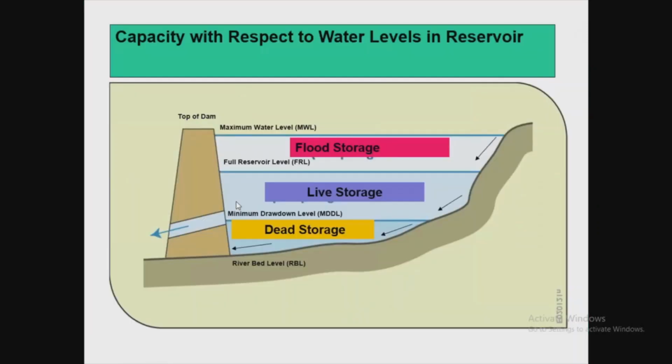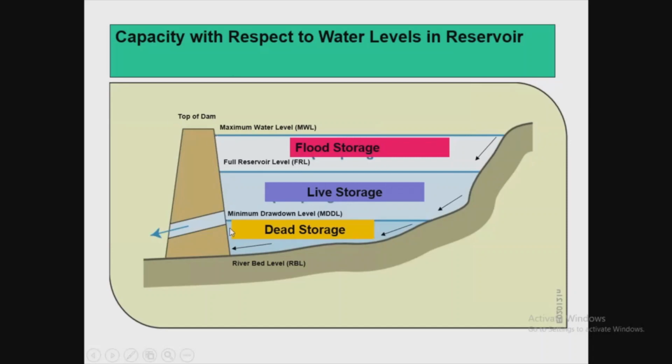Now, it is very much required to understand how that capacity is generated. If we see the section of a dam or section of a reservoir, you can see a dam is built here across a river. This is a river. This is a flowing river. You can see from the arrow, this is a flowing river.